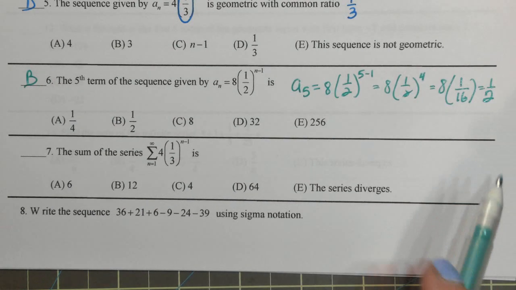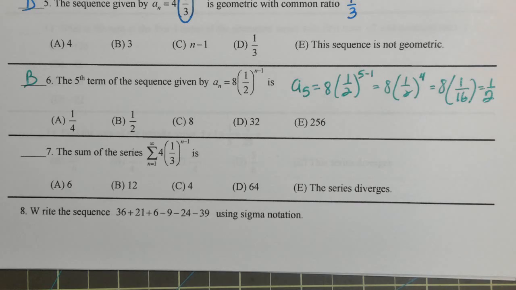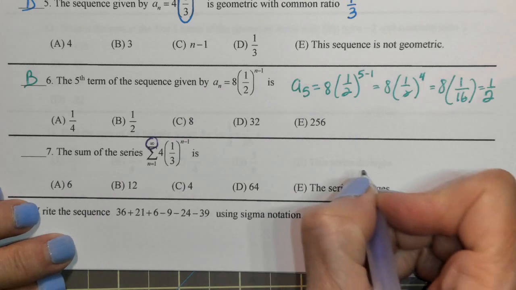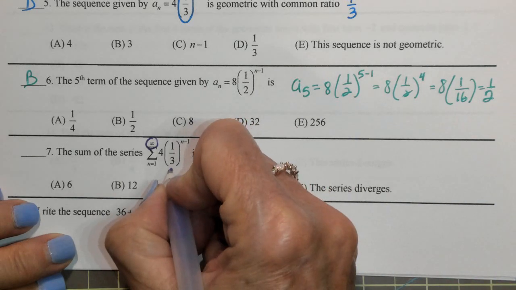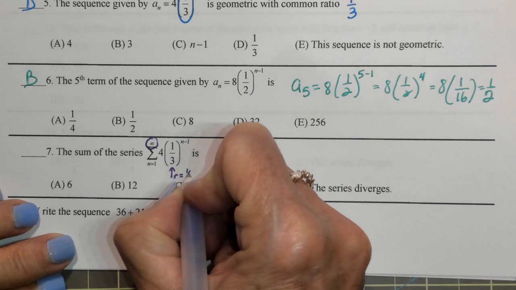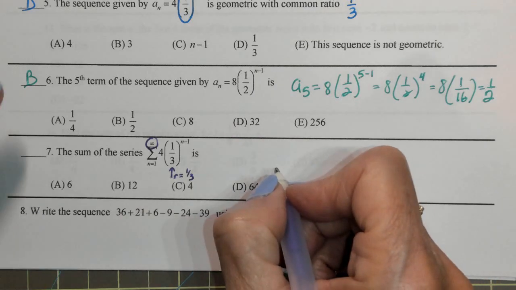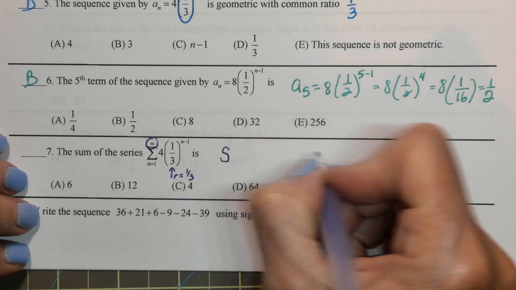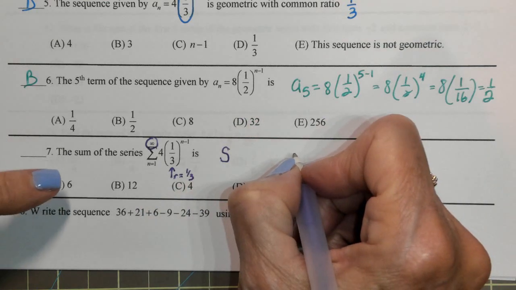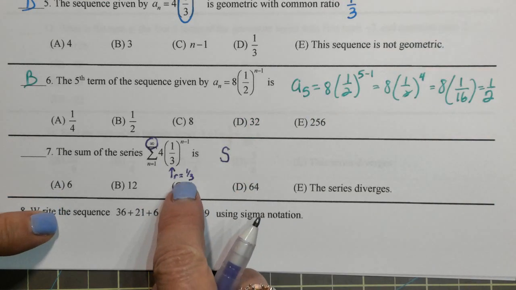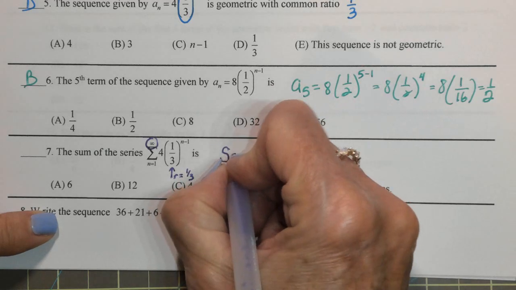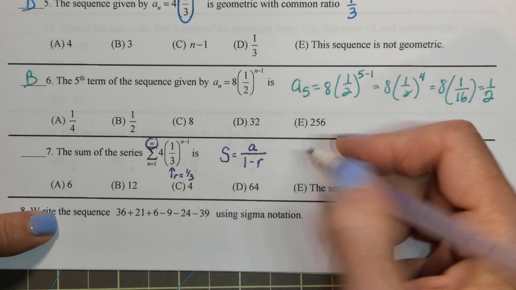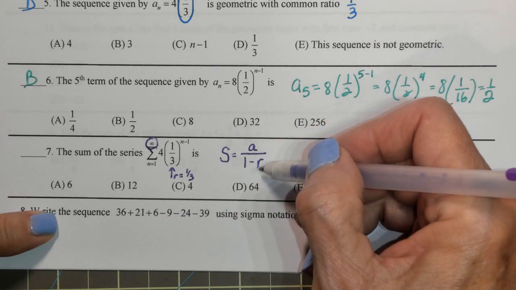Alrighty. What is the sum of this series? Alright, well, I notice that this is an infinite series, and it is geometric with common ratio 1/3. Therefore, we can use our formula that says the sum of an infinite geometric series with r between -1 and 1 is equal to the first term, I'll call that a, over 1 minus r.